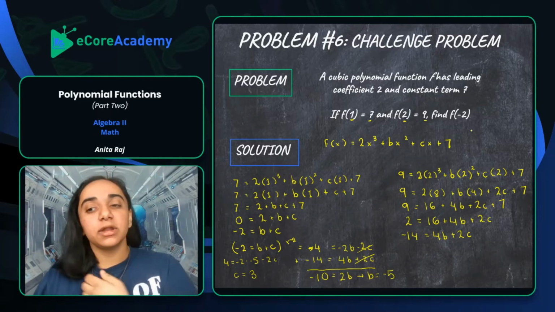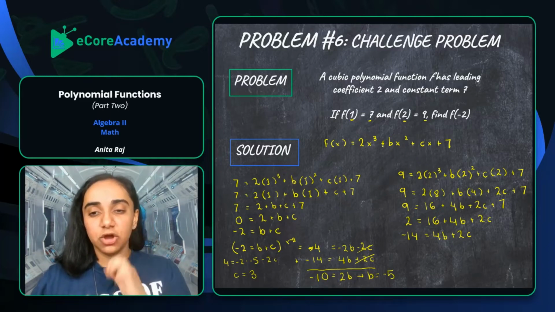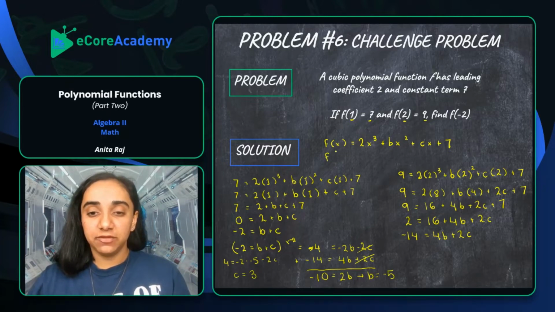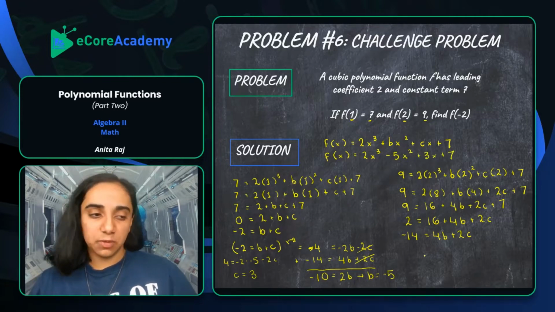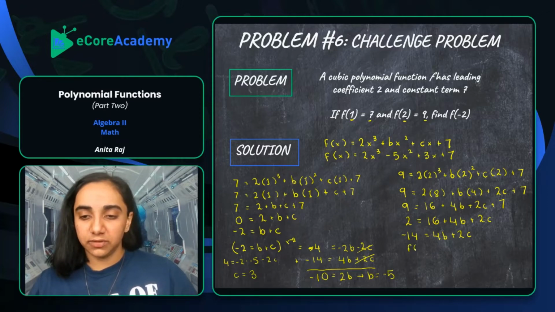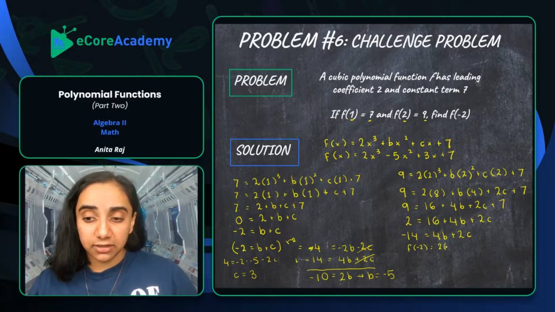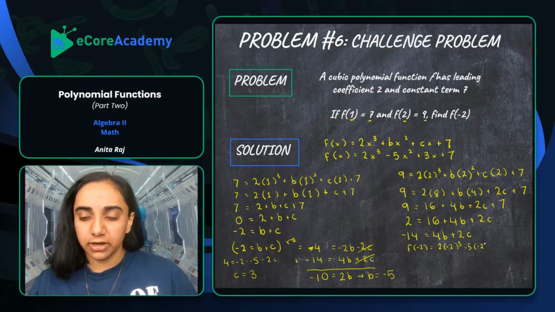They're asking us to find what f of negative 2 is. So now that we know what our actual polynomial is, f of x is equal to 2x cubed, b is negative 5x squared, c is plus 3x plus 7. We're going to plug negative 2 in for x to finish this problem off. So f of negative 2, let me put it in this corner right here, is equal to 2 times negative 2 cubed minus 5 times negative 2 squared plus 3 times negative 2 plus 7.